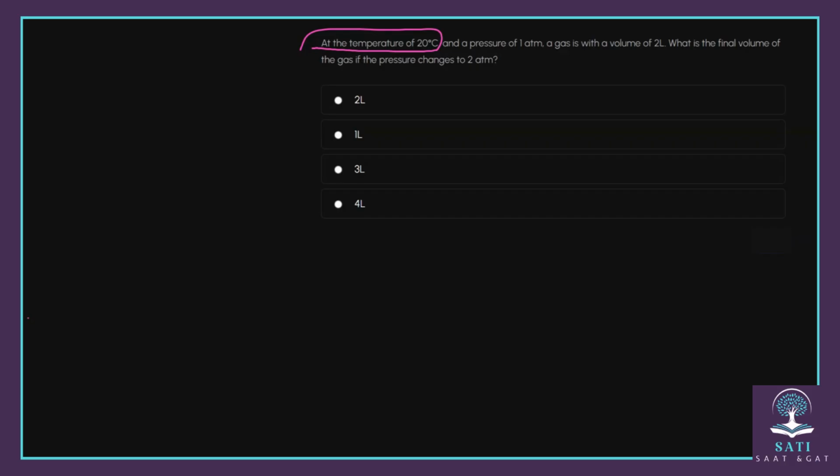And Boyle says P1 V1 equals P2 V2 when you are studying the relationship between pressure and volume when the temperature is constant. P1 and V1 mean before the change. As you see here, this represents P1, the pressure of 1. And the volume, 2 liters, is V1 as well.